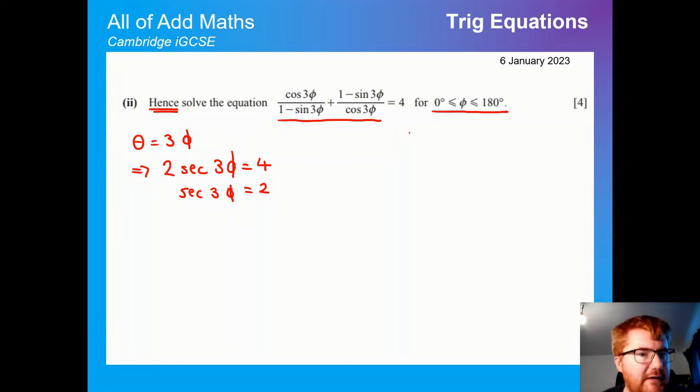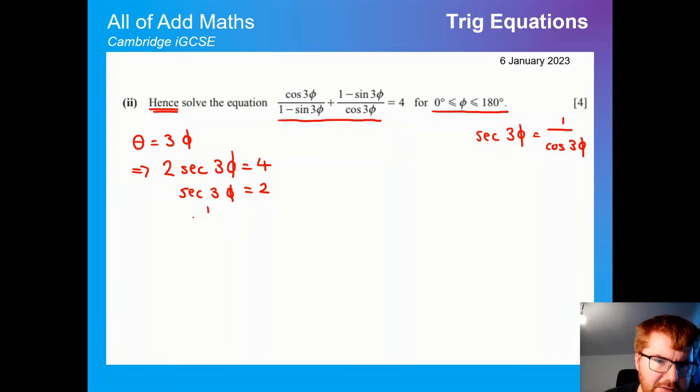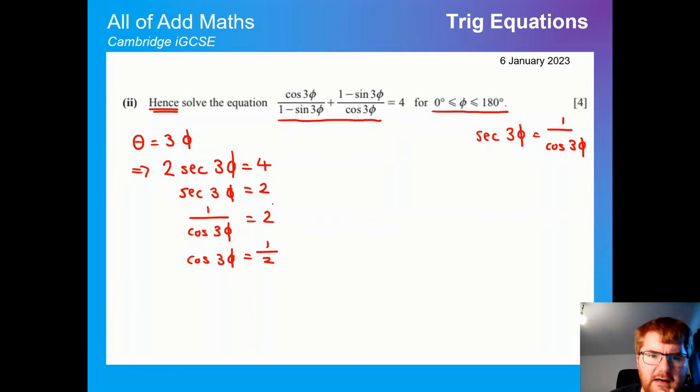So what we can do here, remember, sec 3 phi is equal to 1 over cosine 3 phi. So we can rewrite this. That's 1 over cosine 3 phi is equal to 2. And if you do a little bit of rearrangement here, I'm going to make this equal to a half. Again, you just flip both sides of the equation. Now, this is an exact value, and as an Add Maths student, I'd expect you to know these exact values. They're very, very important as you go through.